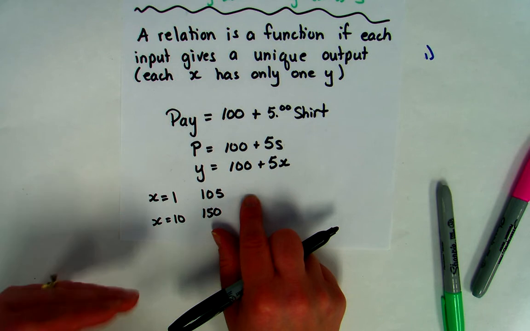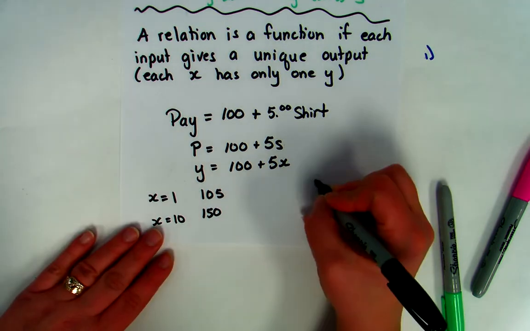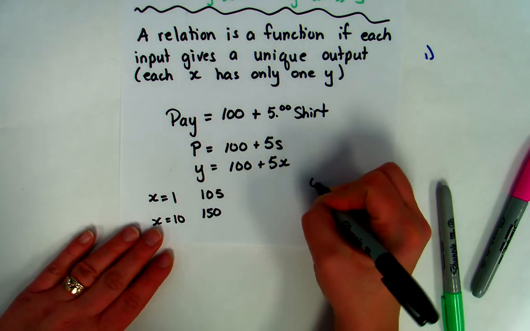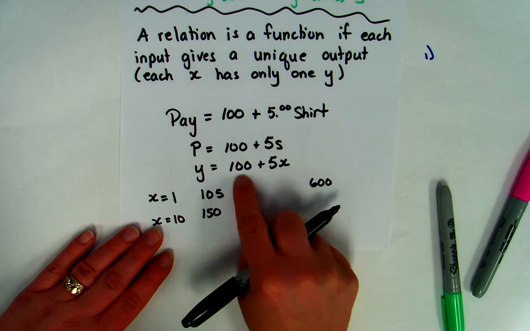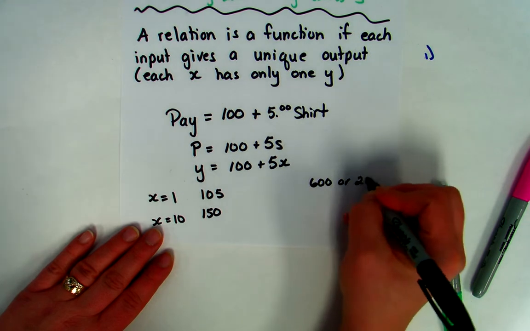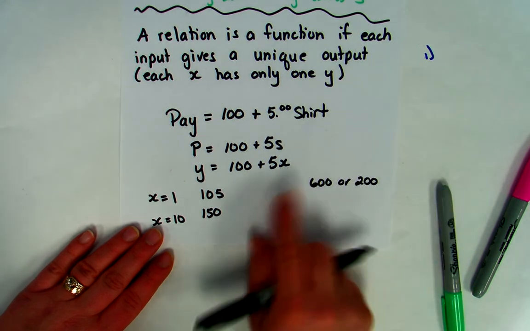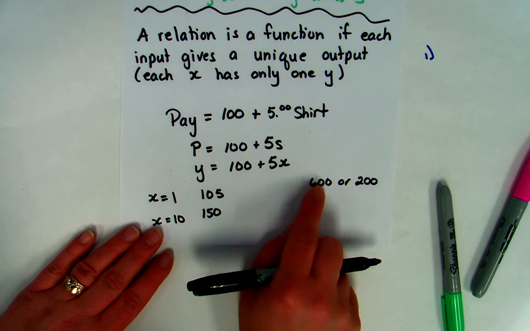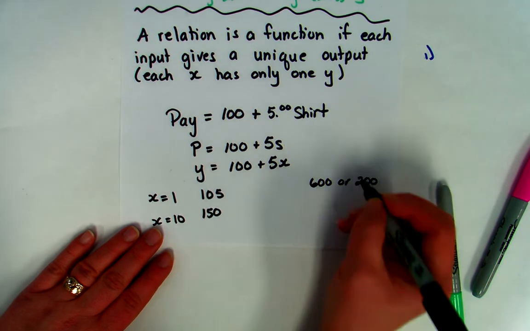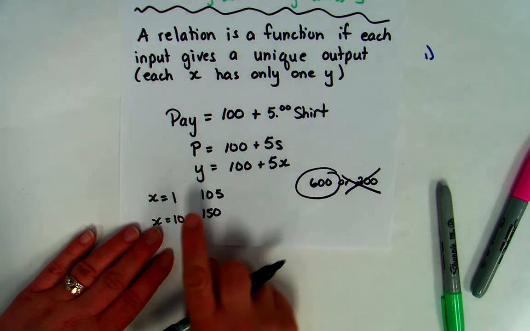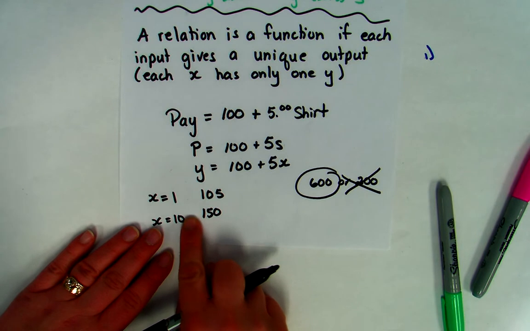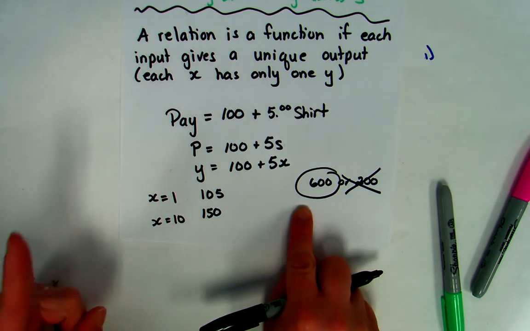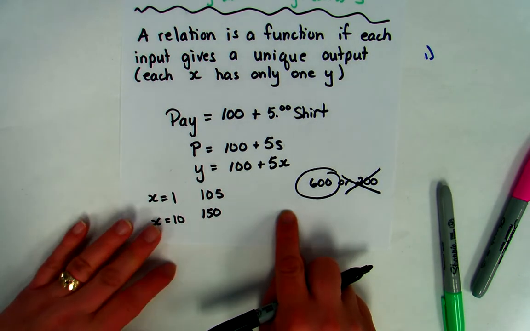And you want this to be a function because you don't want to work in an instance where if you sell 100 shirts, you might make $600, 5 times 100 plus 100, or maybe you'll make $200. So if you inputted 100, you might have an equation or description in words that said, well, it might be 600 or it might be 200. You don't want that. You want every number of shirts you sell to correspond to one unique pay. So this is going to be a function.